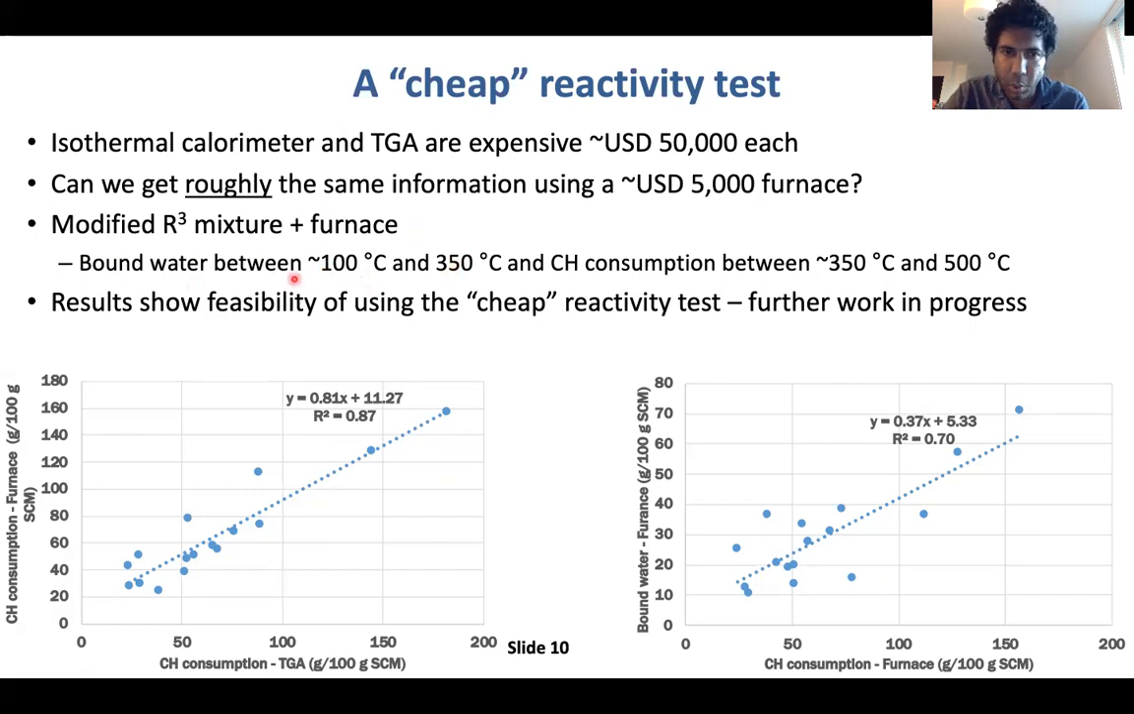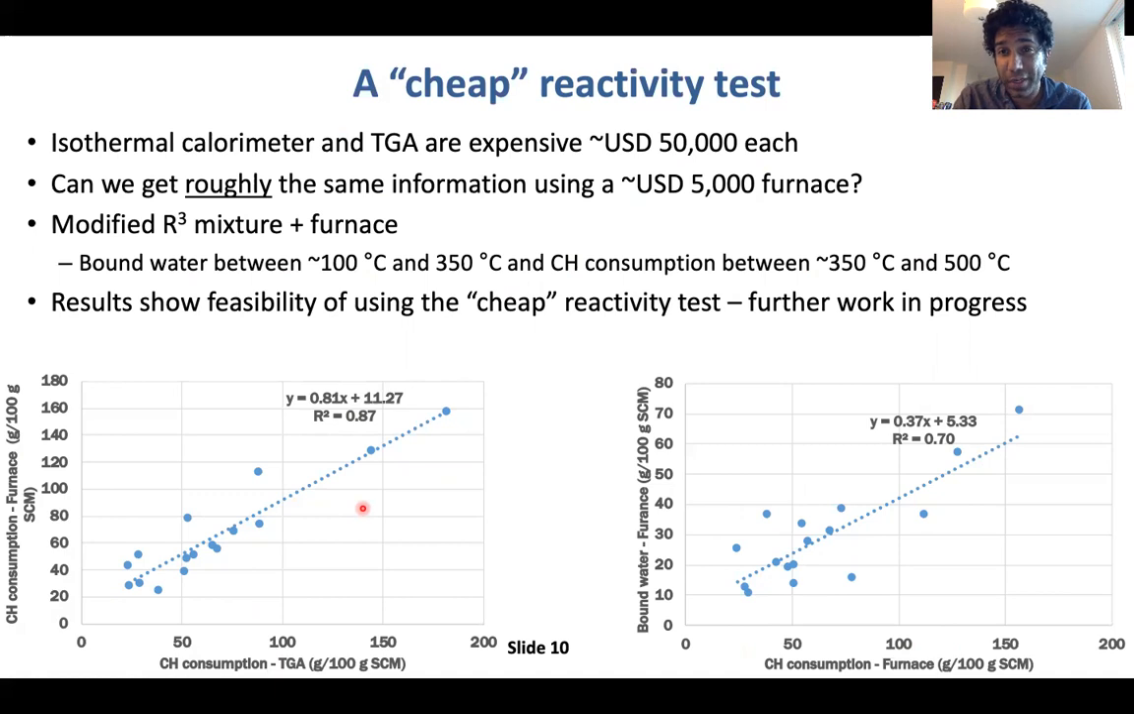Other measurements of bound water also exist. And from 350 to 500 in the furnace, we estimated the calcium hydroxide consumption. We see that the calcium hydroxide consumption in a furnace correlates pretty nicely with the calcium hydroxide consumption in a TGA. The bound water in a furnace correlates pretty nicely with the calcium hydroxide in a furnace. There are some outliers here, the slags, for example, and there are also some outliers here.